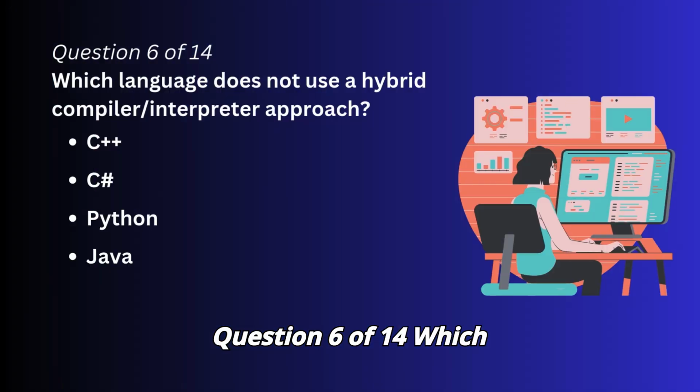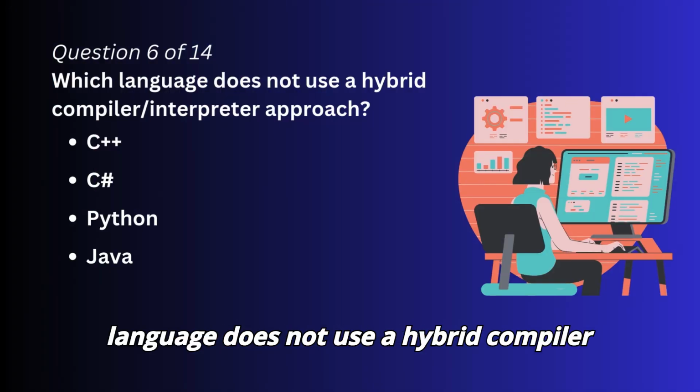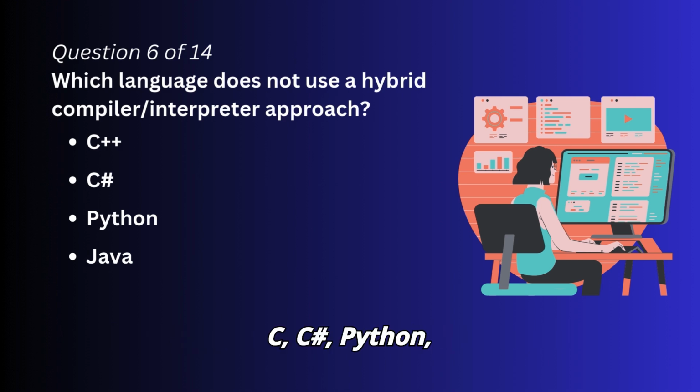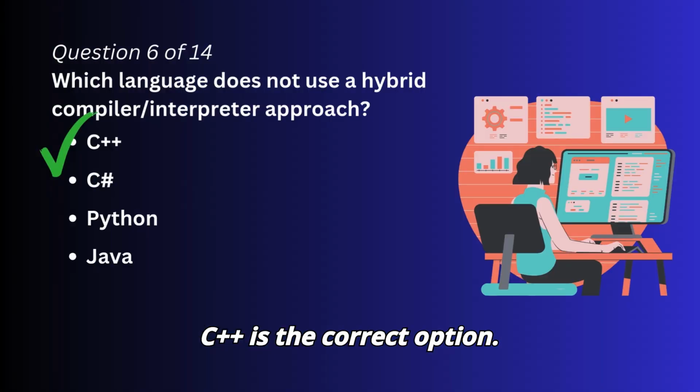Question 6 of 14. Which language does not use a hybrid compiler-interpreter approach? Options: C++, C#, Python, Java. C++ is the correct option.